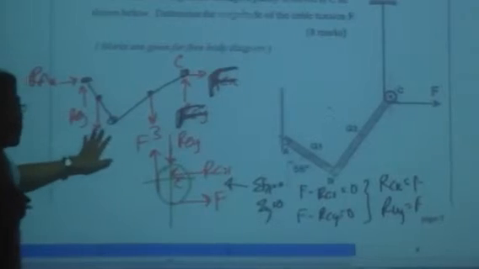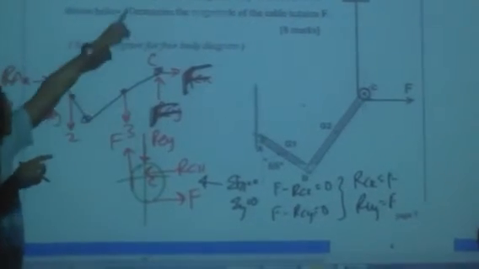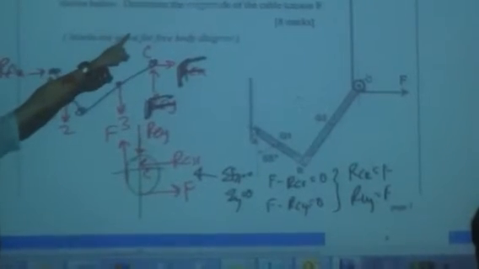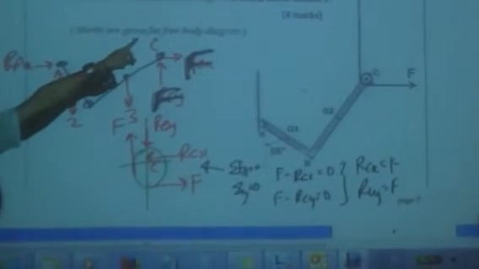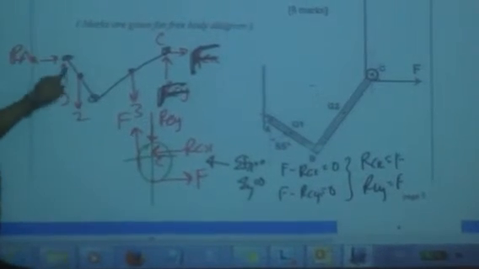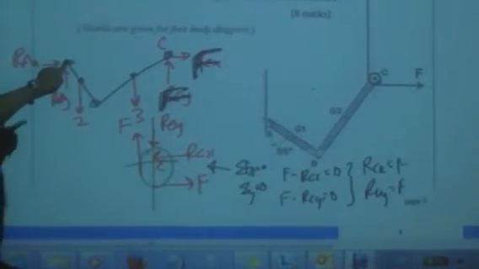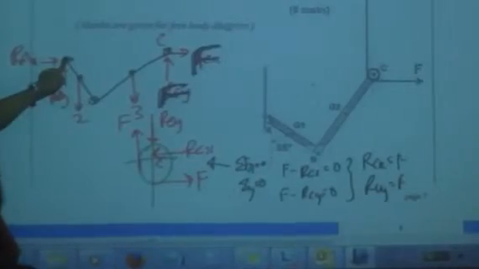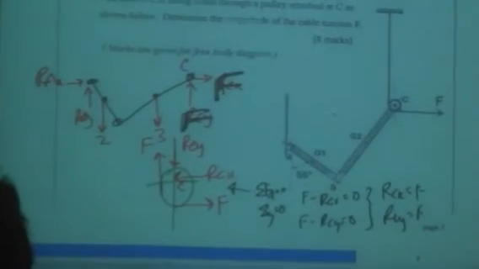So what happened now? 3 unknowns only. How to solve? Exactly what I told you. 3 bullets: summation Fx, summation Fy, summation moment. Use the summation moment where? Here. You apply here, you can find F immediately. After that, how to find RAX, RAY? Sum of all the forces in the X equals 0. Sum of all the forces in the Y equals 0. Solve what? Simultaneous equation. Okay? So this is what MST is all about.